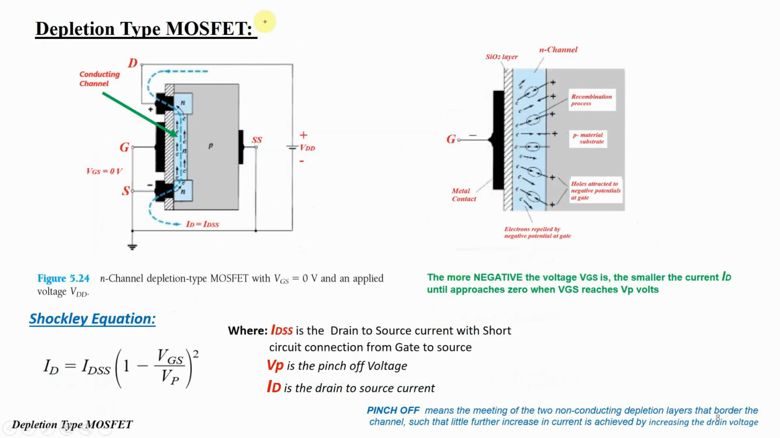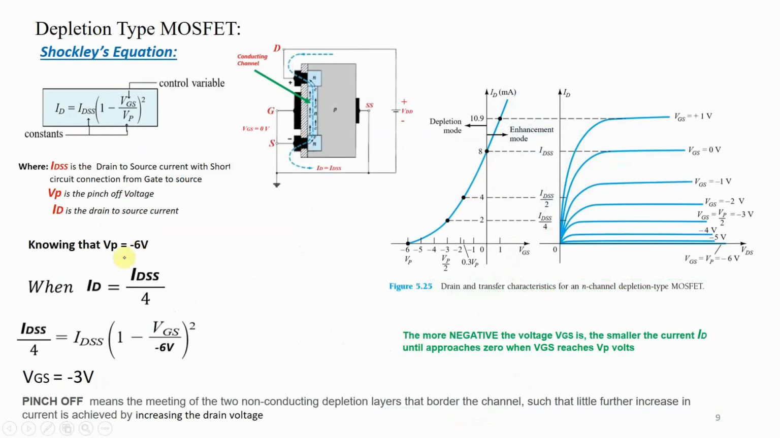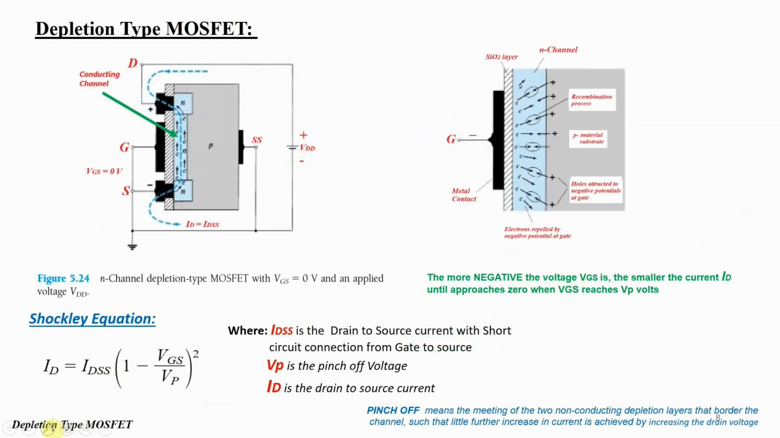Now, in the depletion type region, as discussed earlier, when there is no voltage, it is very easy for the current to flow, right? In this case, for the depletion type, when VGS is equal to 0, ID is equal to IDSS. This is already the saturation stage of the MOSFET, where it can flow a maximum current.